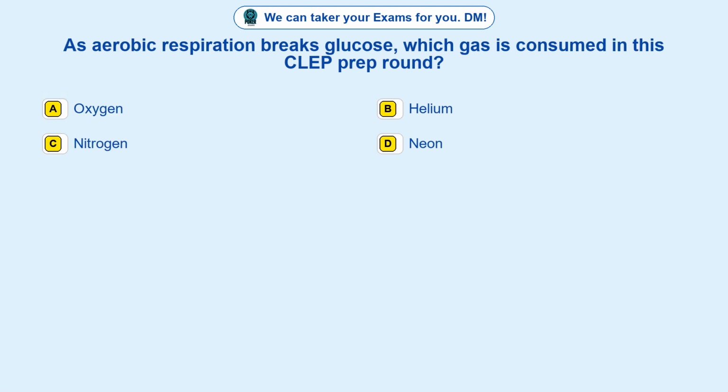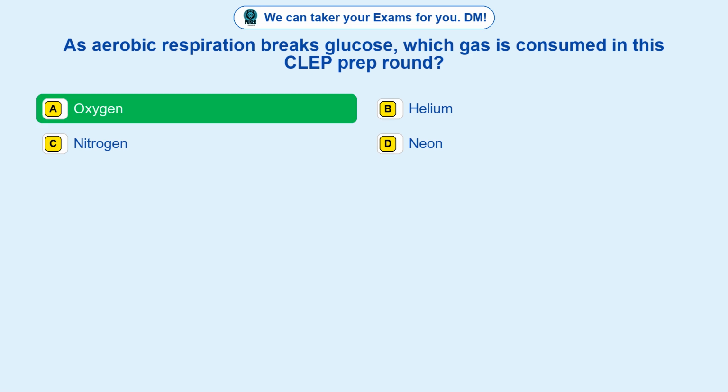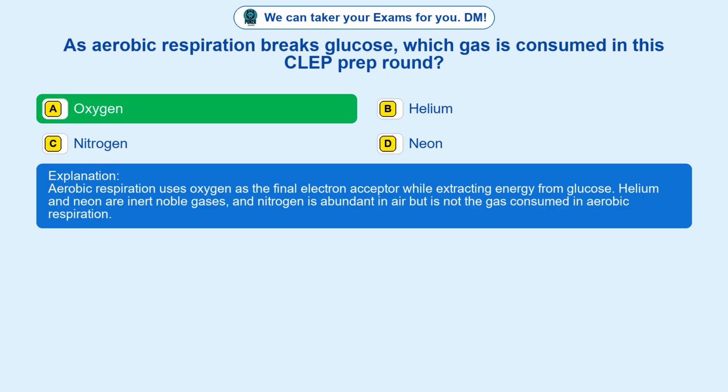Question 23. As aerobic respiration breaks down glucose, which gas is consumed in the CLEP prep round? Option A, oxygen. Option B, helium. Option C, nitrogen. Option D, neon. The correct answer is option A, oxygen. Aerobic respiration uses oxygen as the final electron acceptor while extracting energy from glucose. Helium and neon are inert noble gases, and nitrogen is abundant in air but is not the gas consumed in aerobic respiration.